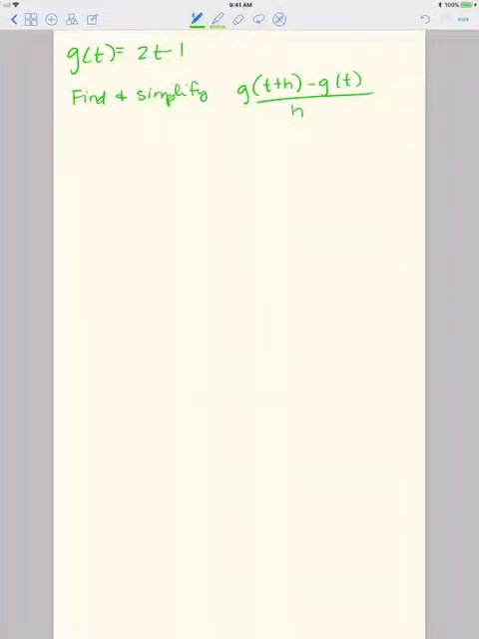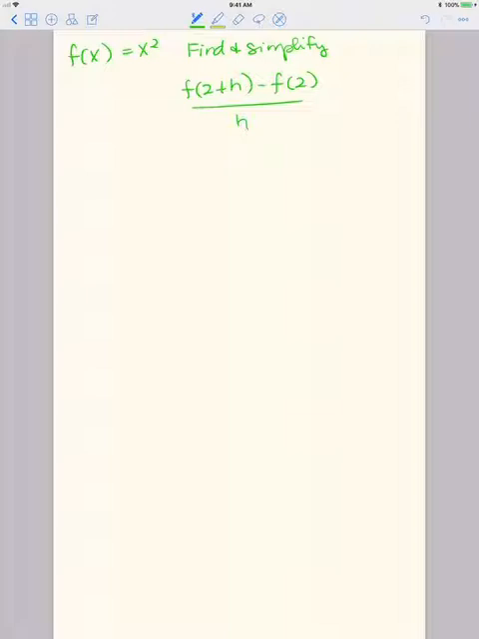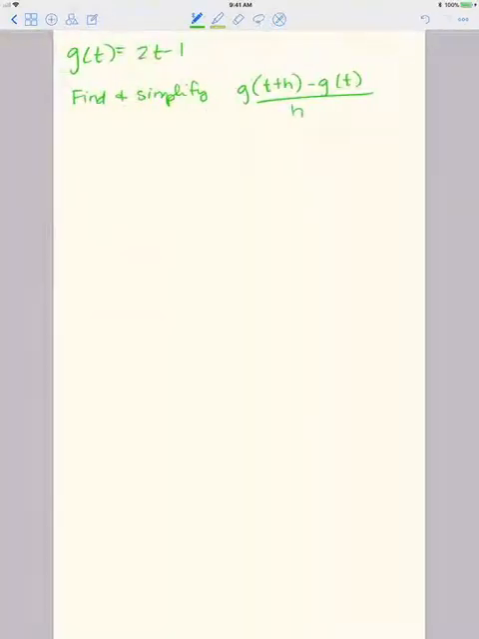Here are a couple of examples of using function evaluation with quantities and this difference quotient fraction that's going to appear a lot from this point forward in calculus, with a couple of different examples. I've got a 2t minus 1 and also an x squared, which will have some expansion. But we'll start here with g of t equals a linear equation, just 2t minus 1. And we'll first do g as a function of t plus h.